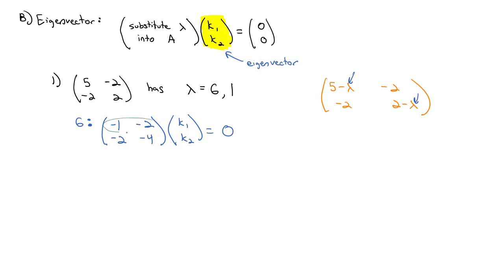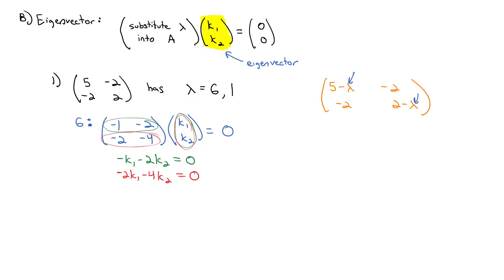Multiplying these matrices together, we do row times column to get -k1 minus 2k2 equals 0. The second row times the column is -2k1 minus 4k2 equals 0. Now, one of these equations is a multiple of the other. That will happen every time.